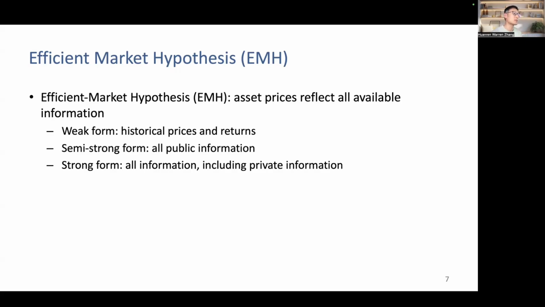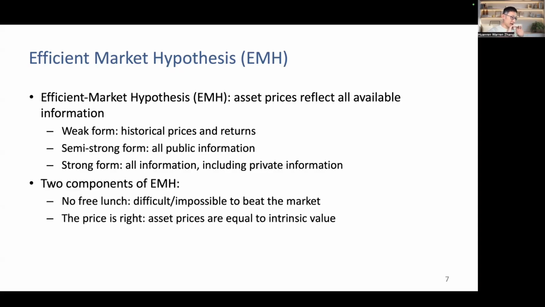And the strongest form of the efficient market hypothesis is that the current price of the corresponding stocks and other assets already reflects all information, even including private information. So the semi-strong form says that asset prices already incorporate all public information, and the strong form says the asset price not only incorporates all public information, it has also already incorporated all the private information.